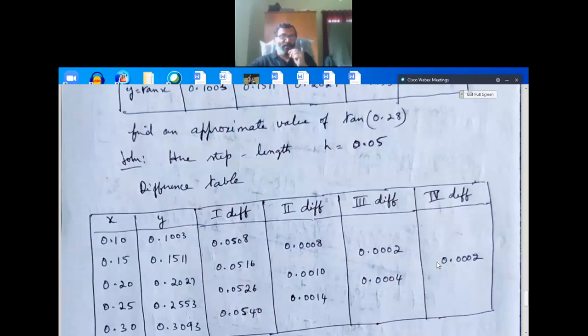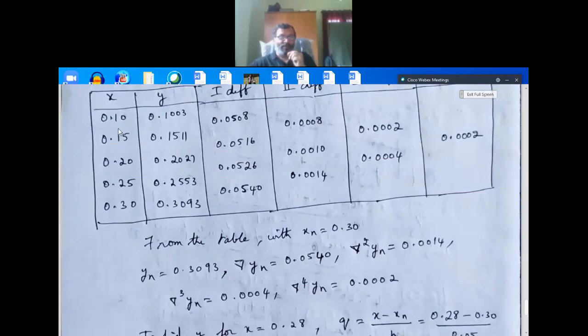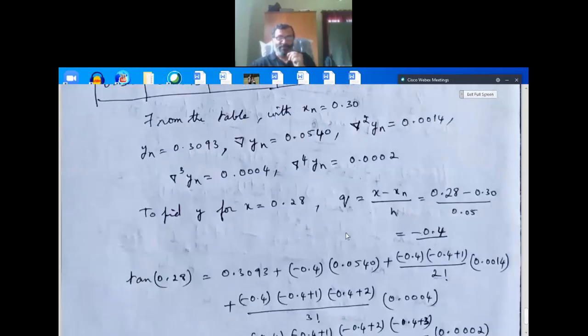Now to find y for x equals, it is given as 0.28. Okay, so q equals x minus xn by h. So x is 0.28 minus xn is 0.30 divided by h, subtract 0.15 minus 0.10, that is h is 0.05. Very clear. I've given in the beginning, step length h is 0.05.